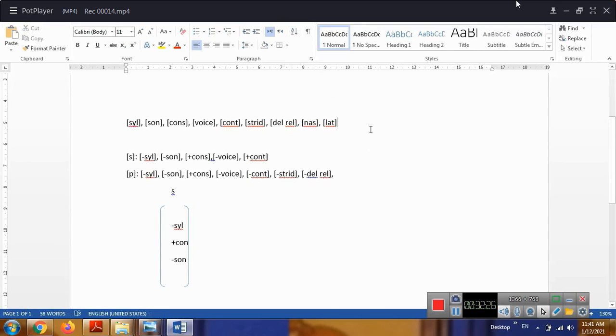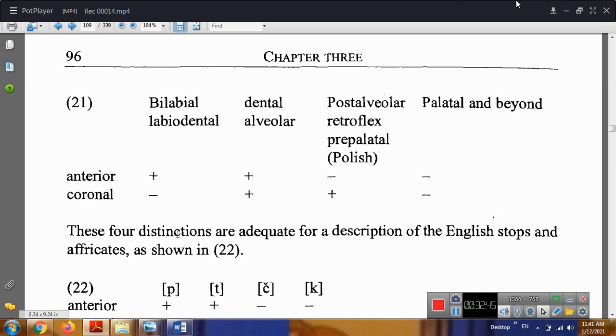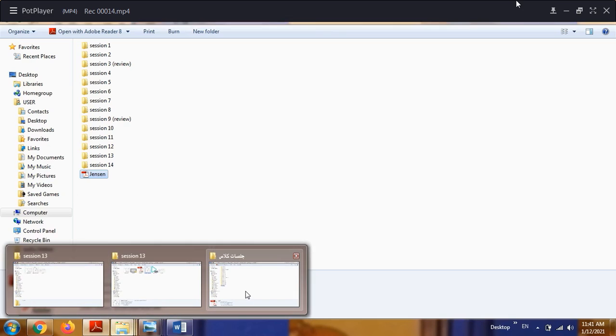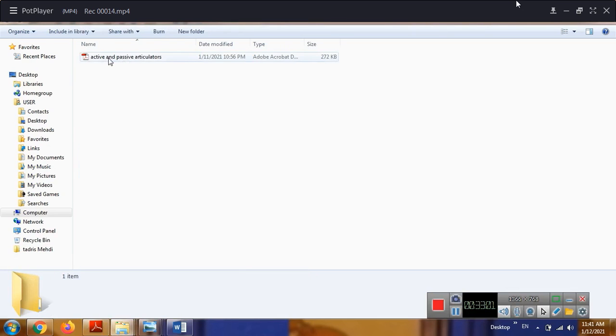Therefore, according to the place of articulation, we have two features, anterior and coronal. According to these two features, we can distinguish sounds based on the place of articulation. Pay attention to this point: we have two places of articulation, and I want to remember this, the active and passive place of articulation.